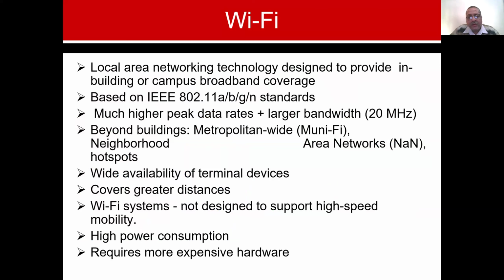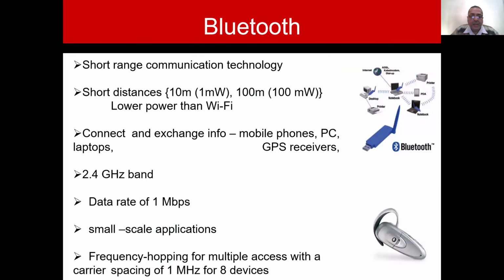Then in wireless, we have Wi-Fi, Wireless Fidelity, which we are using, in which local area network technology is used. The standard for Wi-Fi is IEEE 802.11. Now it can cover a greater distance, right? But normally Wi-Fi systems are not designed to support high-speed mobility. Also it has higher power consumption. Moreover, it requires expensive hardware.